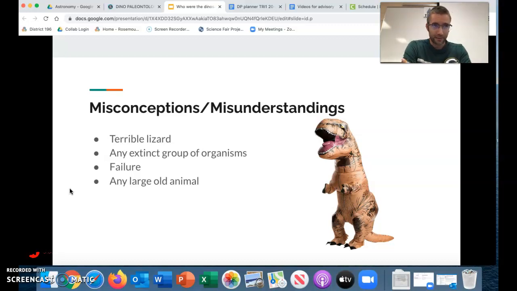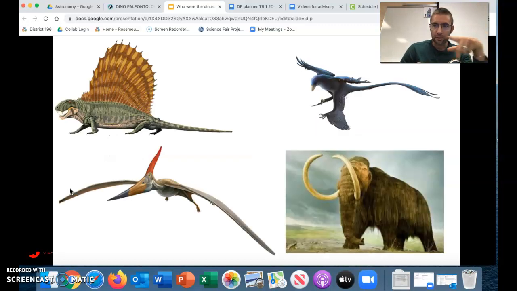Another misconception is the idea that dinosaurs are dinosaurs because they're a failure of life, of biology, of the tree of life. And going back to what I just said, most of life is a failure then, I guess, because most of life did go extinct. And then another misconception is that anything that was large and old is a dinosaur. So we're going to take a look at some of those problems here.